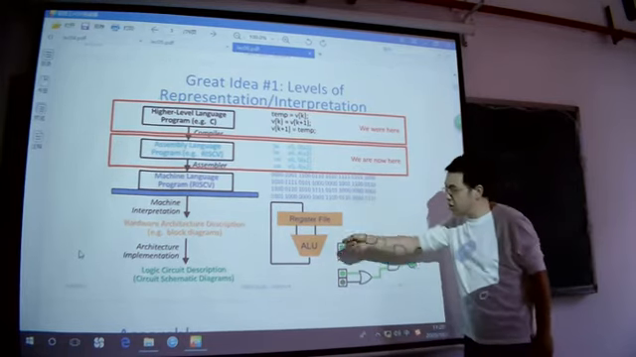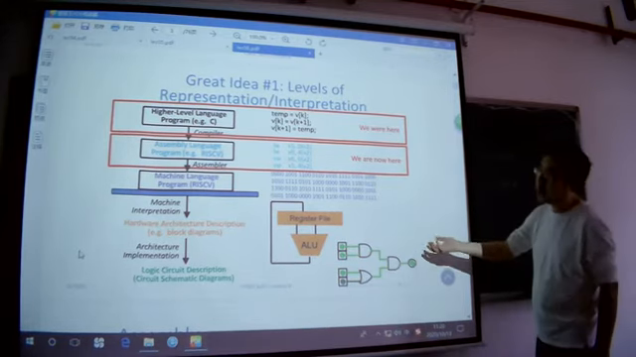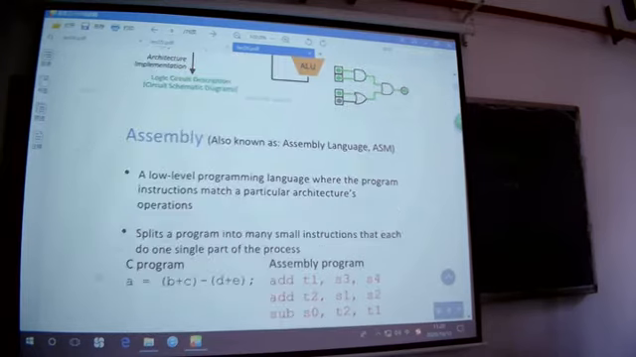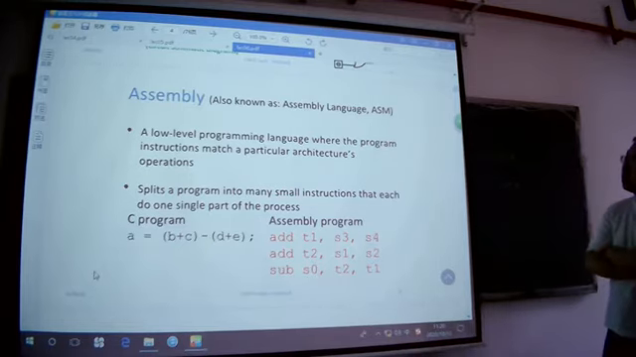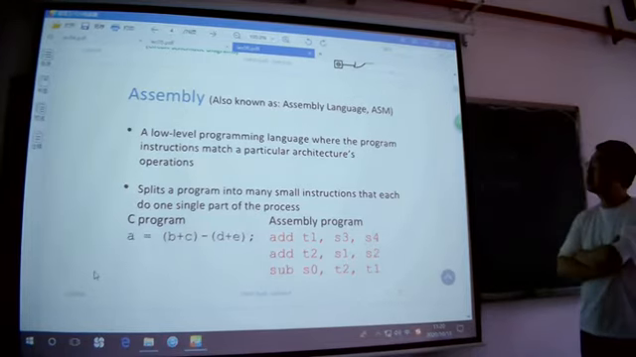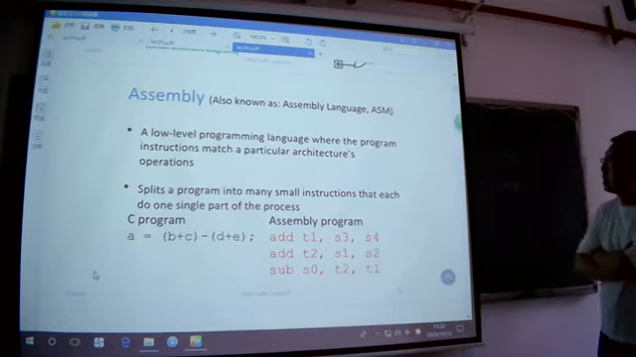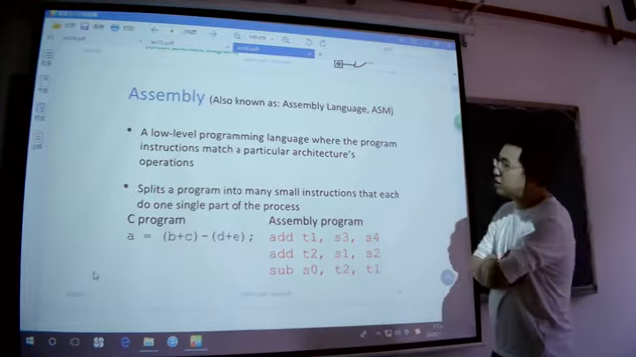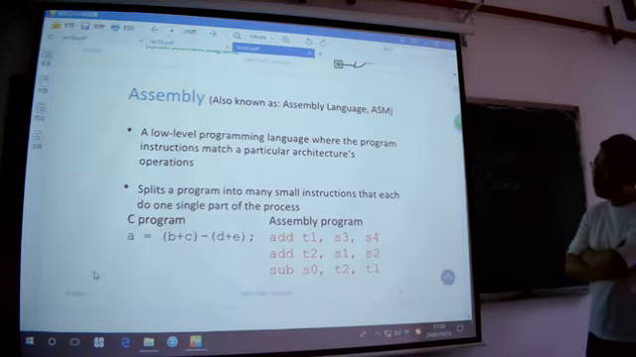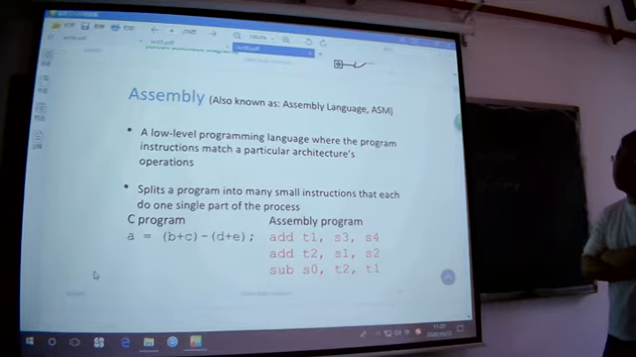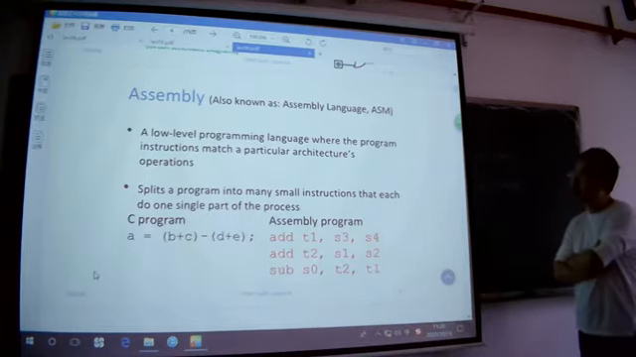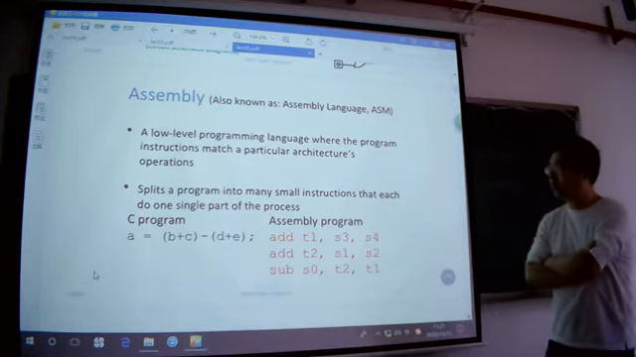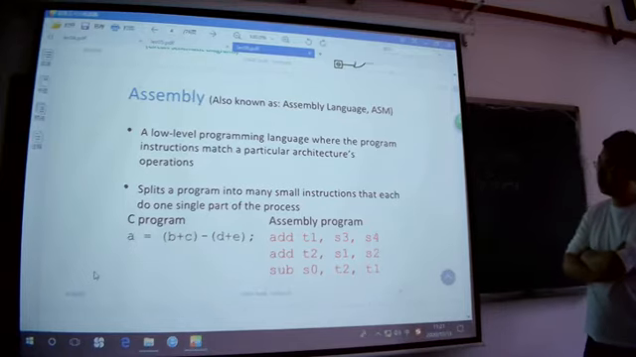Machine language is 0 and 1, binary, a flow of 0s and 1s. Okay, we can find assembly. We talk about assembly language being not useful or not important, but we must understand what assembly is. Assembly, also known as assembly language, has the symbol ASM. Assembly language is a low-level programming language, low level compared to C. C is a high-level language. In a low-level programming language, the program instructions match a particular architecture's operations, and it splits a program into many small instructions that each do one single part of the process.